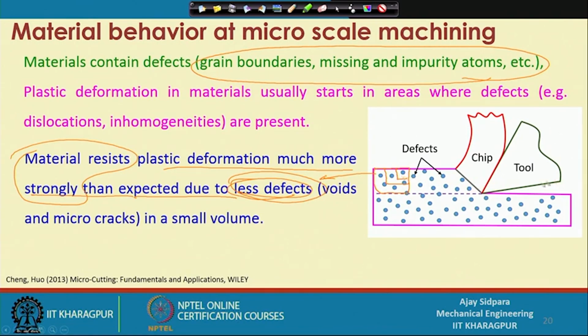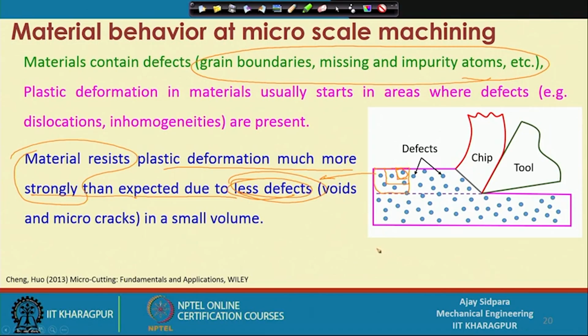Other than that, right now we are considering our cutting tool to be sharp, but we have seen that our cutting tool also has a finite cutting edge radius, and many times the cutting edge is very rounded, so your tool is also not sharp, and you are not encountering a large number of defects either. Both these things combined will make material removal very difficult.